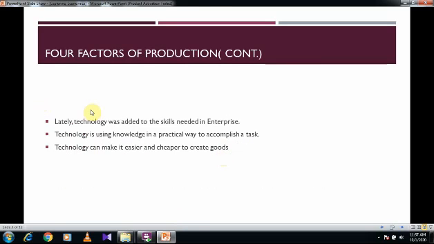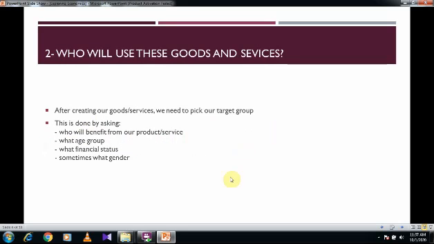Lately, during the last millennium, technology was added to the skills needed in enterprise. You do not only need money or wits or skills or courage. You also need to be familiar with technology and use it. Technology is using knowledge in a practical way to accomplish a task. It can make it easier and cheaper to create goods.